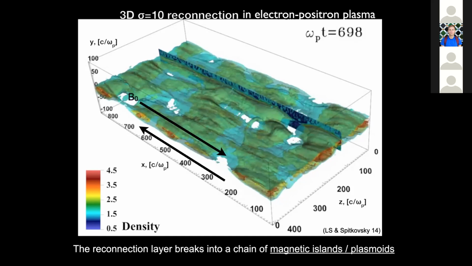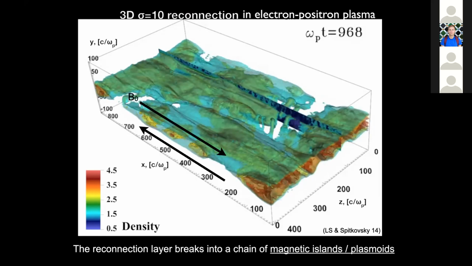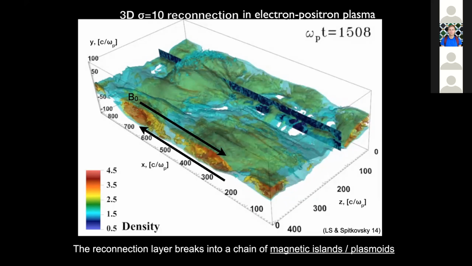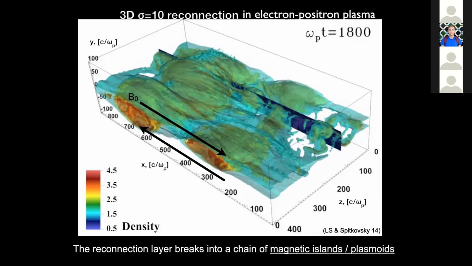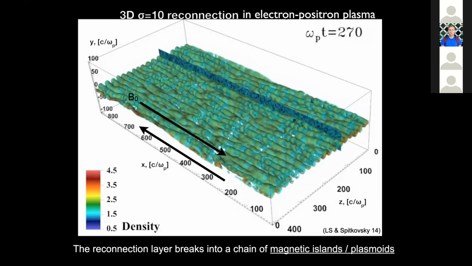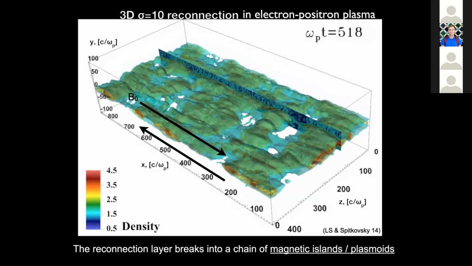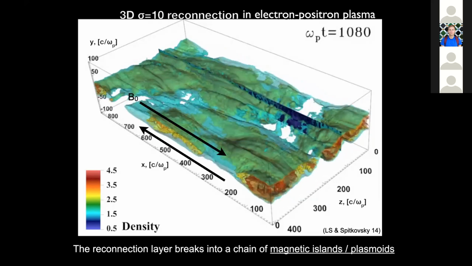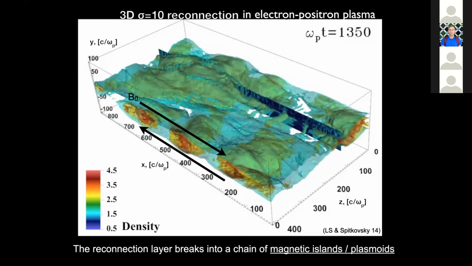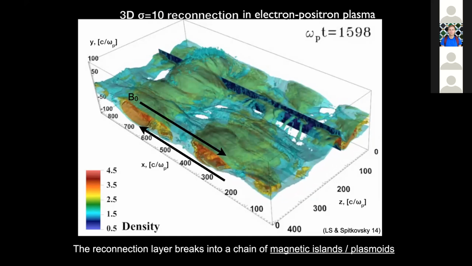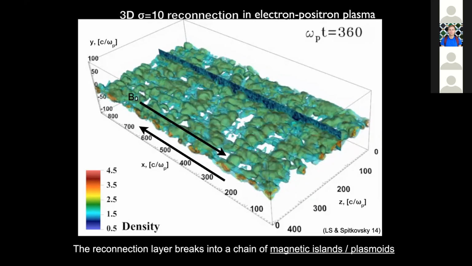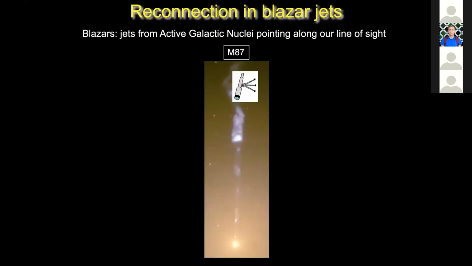It creates these structures, which we call magnetic islands or plasmoids, which merge, are constantly created over time, and move left and right, sometimes with relativistic motions. I will come back to some of these aspects later on. So now I gave you a 3-minute crash course on what magnetic reconnection is. Now let's put this in the context of blazars or relativistic jets in general.